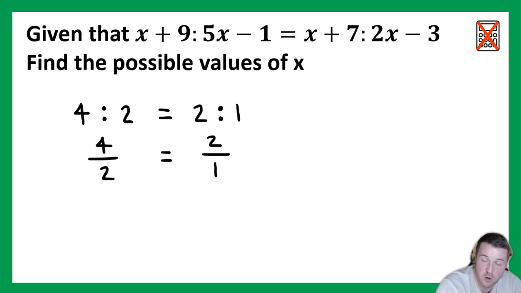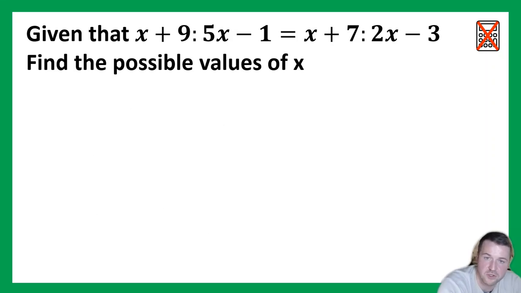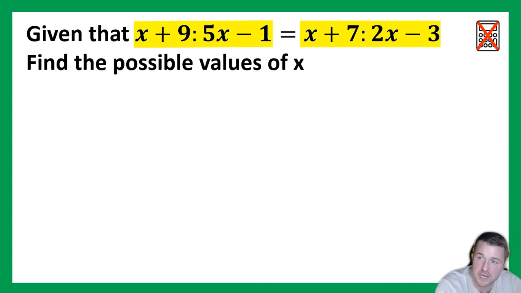which again we know holds true using what we know about equivalent fractions. It doesn't matter whether you put the left-hand side of the ratio as the numerator, or if we did it as the denominator, such as 2 over 4 would still be equal to 1 over 2. We can use this same logic since we're told that x plus 9 to 5x minus 1 is equal to x plus 7 to 2x minus 3.